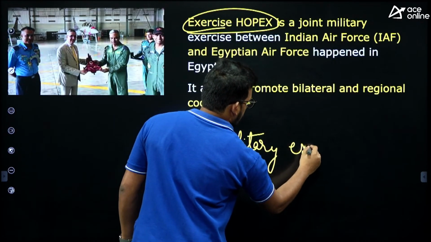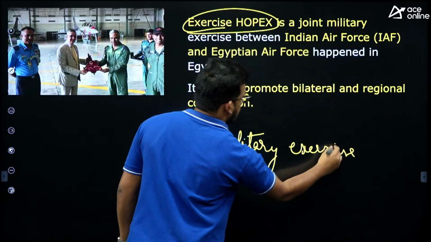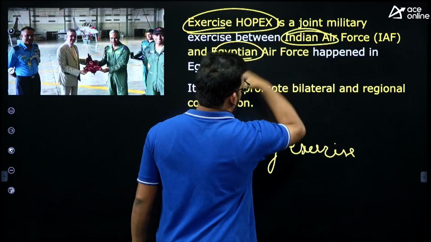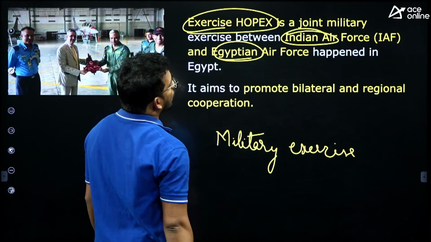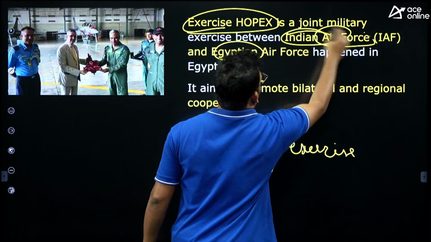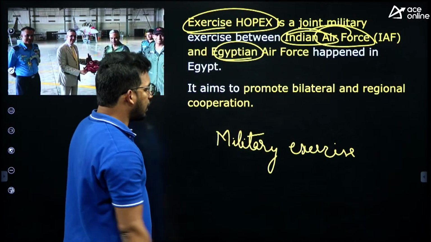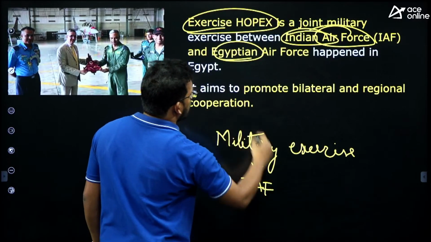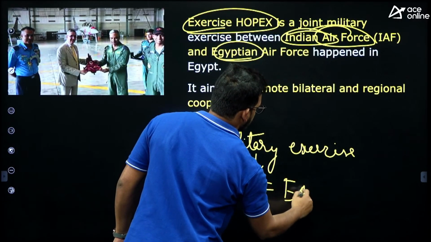Military exercise between India and Egypt. This is an Indian Air Force exercise. Though it is a military exercise, the participants involved are the IAF and the Egyptian Air Force. So this may be confusing.